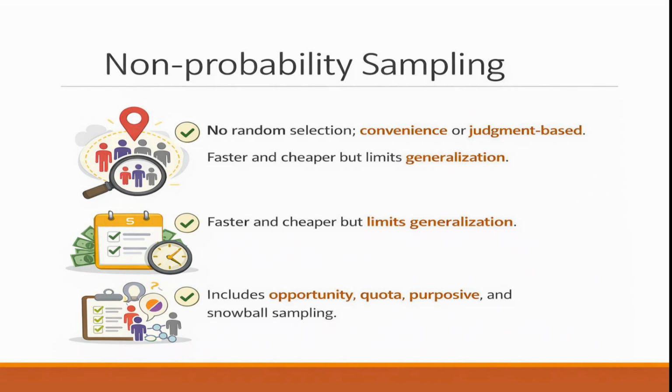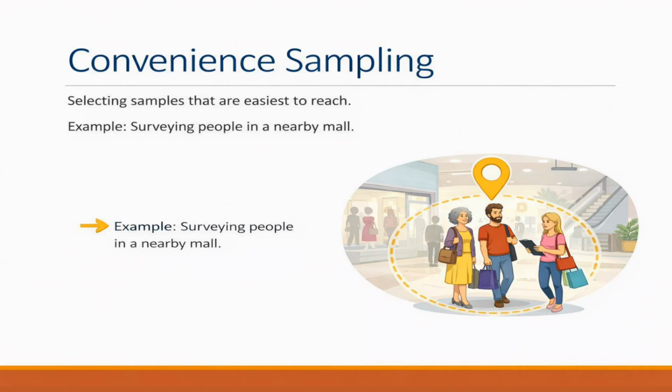Non-probability sampling means not everyone has a known chance of selection. These methods are faster, cheaper, easier to implement, but they limit generalization. These methods are often used in exploratory research, qualitative studies, pilot studies. Convenience sampling means selecting participants who are easy to access. Example: surveying students in your own class, asking people in a shopping mall. This method is quick, but it introduces high risk of bias.